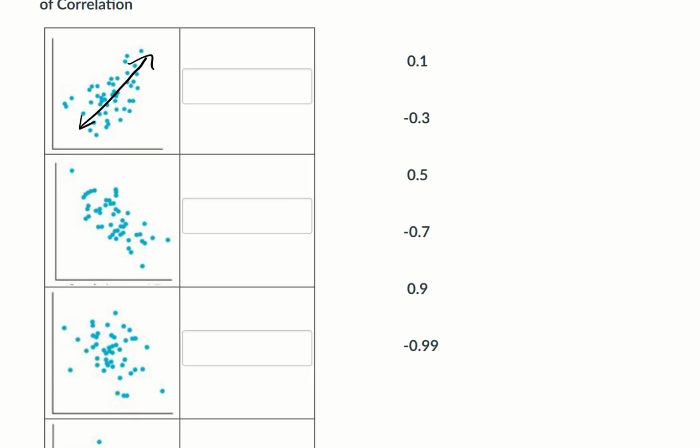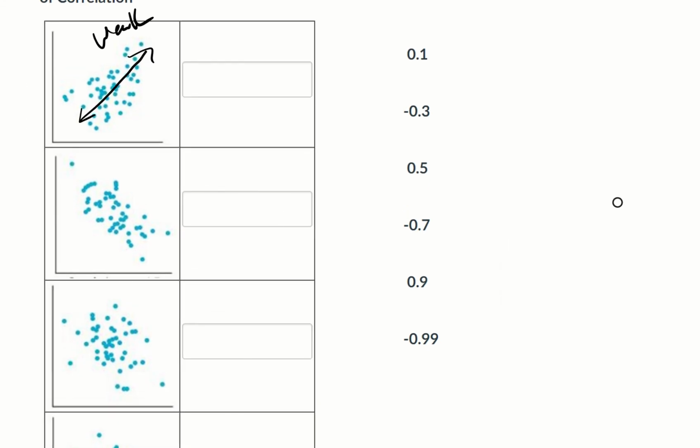And it doesn't look very strong. So it looks pretty weak. So I would say this is more on the weak side. So probably if it's positive and weak, maybe more like, we'll get back to this one because it depends on some of the other ones.